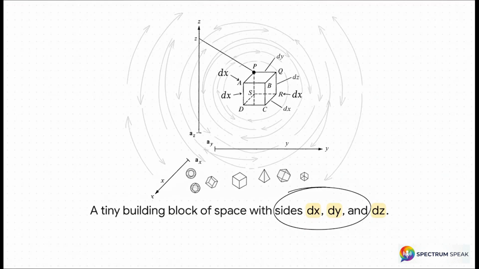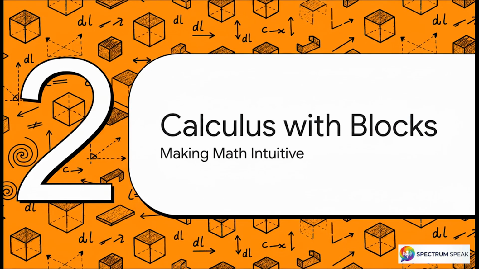So just for a second, forget all the formulas and just look at this simple cube. This little guy is a differential element. Think of it as a tiny fundamental building block of space with sides dx, dy, and dz. Everything we're about to do starts right here with understanding this one little block. You see, the secret is to stop thinking about abstract formulas and start thinking about these differential elements as actual physical building blocks. Once you can visualize them, I promise the math becomes incredibly intuitive.